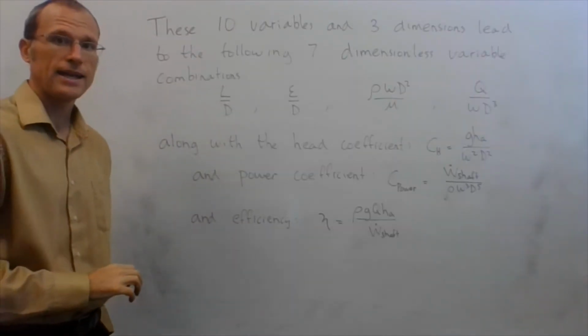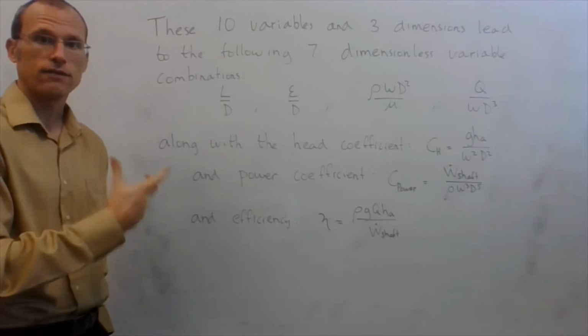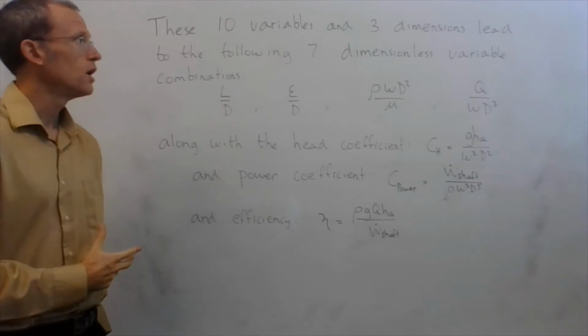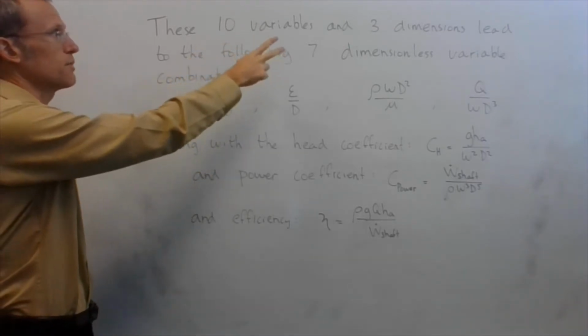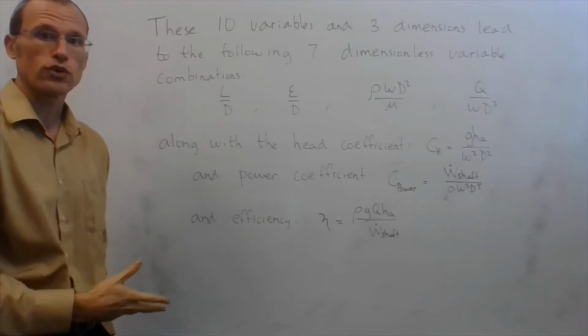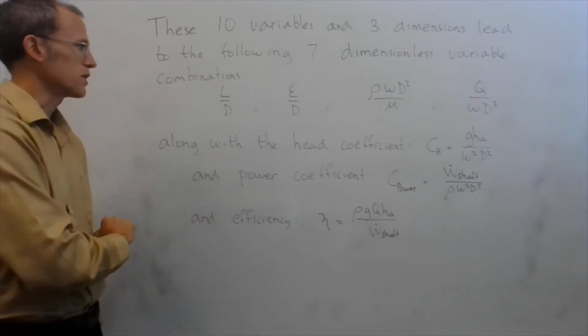So grand total, I had 10 variables written down on the board, and 3 dimensions of length, mass, and time. If you remember from dimensional analysis, Buckingham pi theorem, I take my 10 variables minus 3 dimensions, gives me 7 dimensionless variable combinations or pi groups for this problem. Those 7 could be these ones I've written down here.